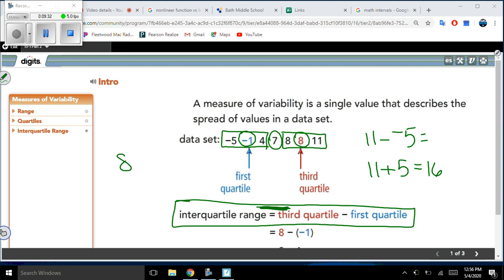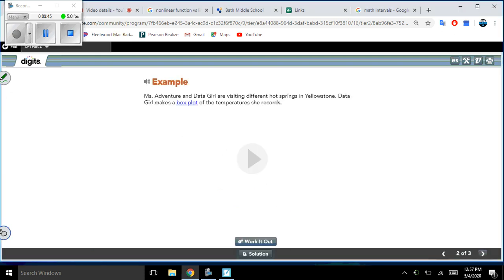So in this case, it's 8 minus -1. So the range there, the IQR, is 9. Okay? All right. So let me get out of there. Go to our example problem here.